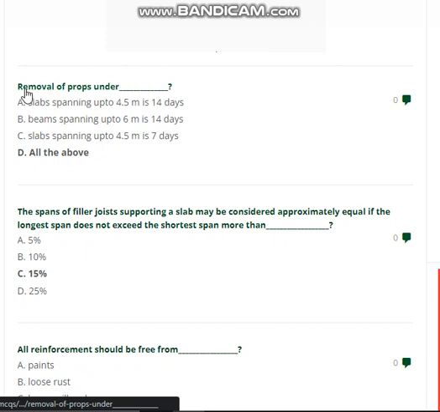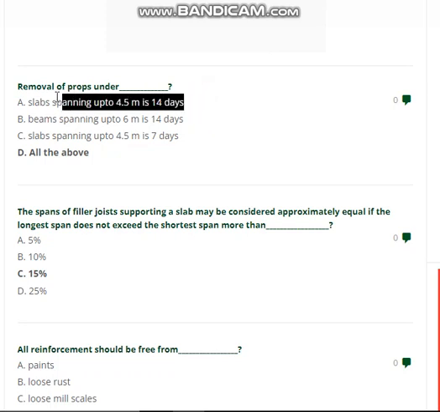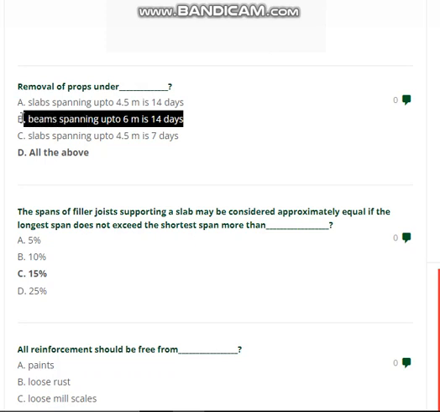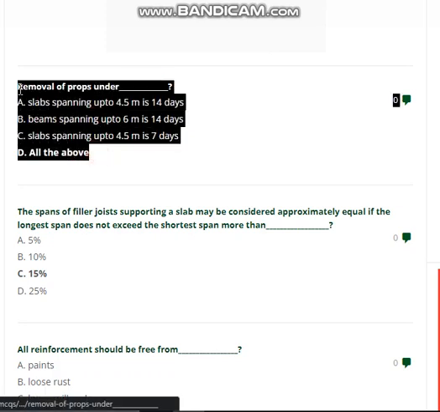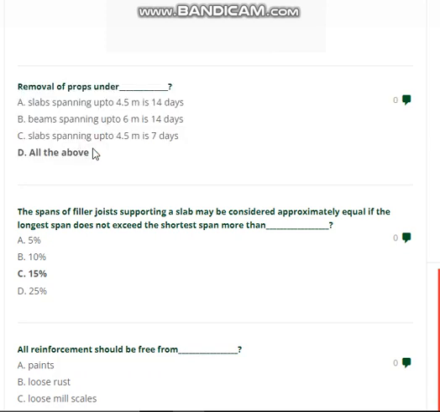First MCQ: the removal of props under all of these: under slab spanning up to 4.5 meter is 14 days, beam spanning up to 6 meter is 14 days, and slab spanning up to 4.5 is 7 days. All of these. This is the first important question.